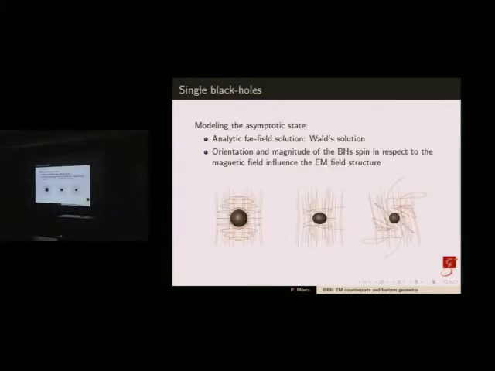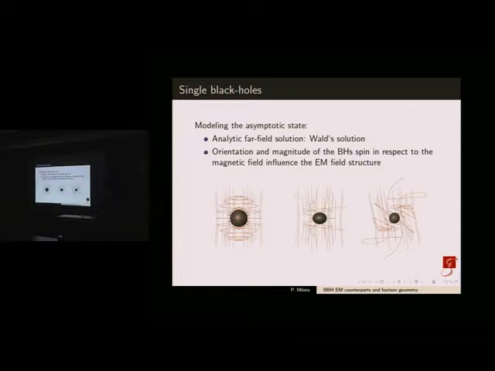Okay, so the first thing we were interested in is a way simpler system, single black holes. First of all, they're the end result of our mergers. In the end, we end up with a single black hole that might be spinning, and this is the likeliest scenario from a typical binary merger. For single black holes, we know an analytic far-field solution, which was introduced by Wald. So we can try to see if we obtain this solution in our numerical simulation. This is the test for our code.